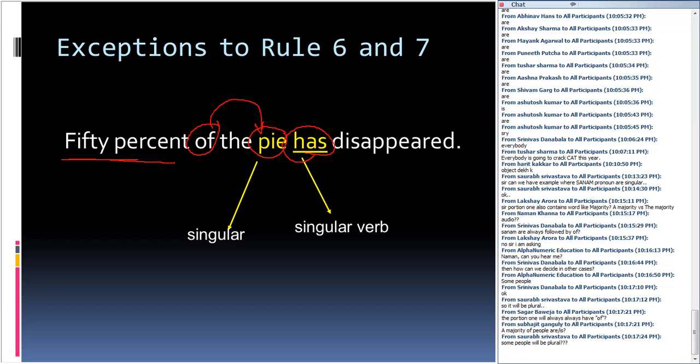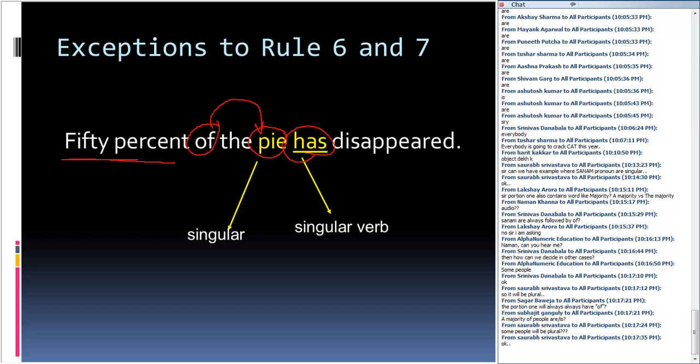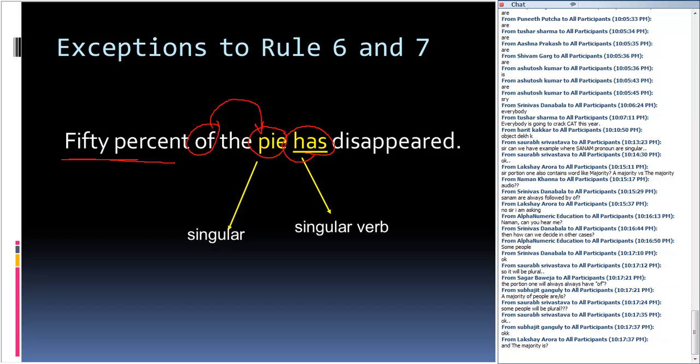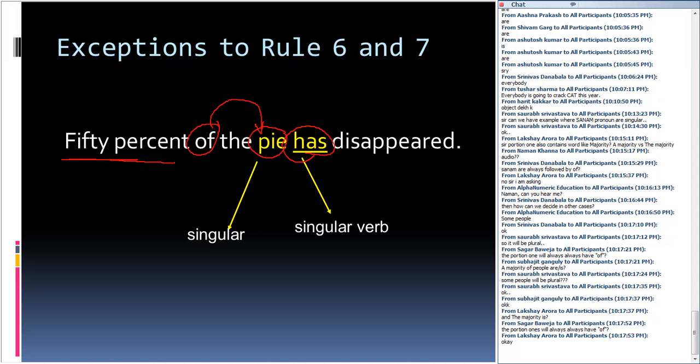Okay, the subject is people, so you will have to use plural verb. A majority of people है ना, people is plural, so are होना चाहिए. Shubhajit, are. And the majority is, yes. Because Lakshya, when you say the majority, it becomes a collective noun. पूरा group एक साथ. And collective nouns are singular. Sagar, yes, it should have, yes.